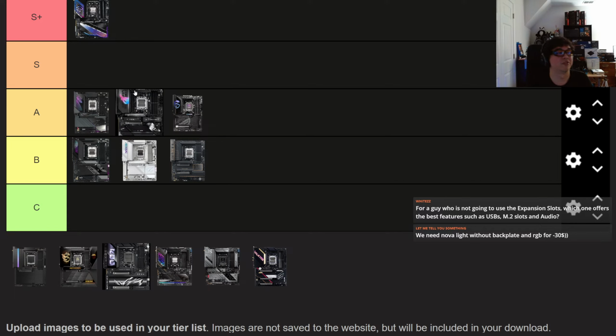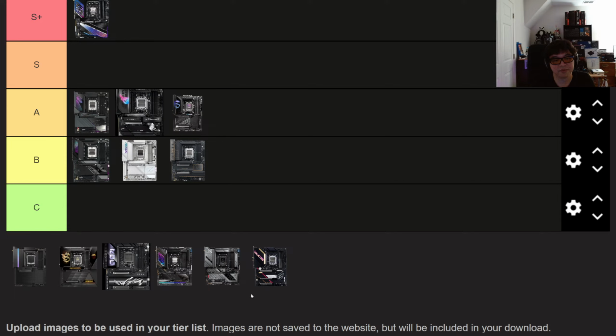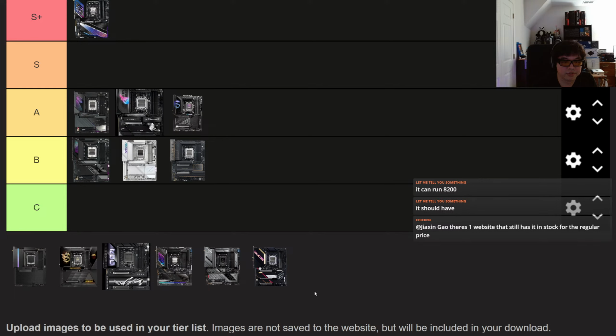I do know that the Strix, the Master, the Hero, and the Godlike have it, and possibly the Taichi, but I don't know that 100% on the Taichi. So I don't know. What do you guys think? Do you think that all three $500 boards are right in there in the middle? I think they should be in the middle.